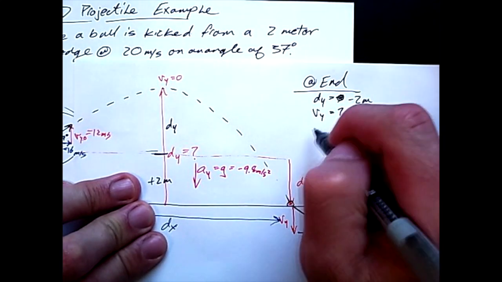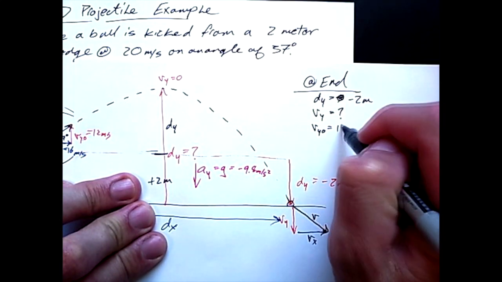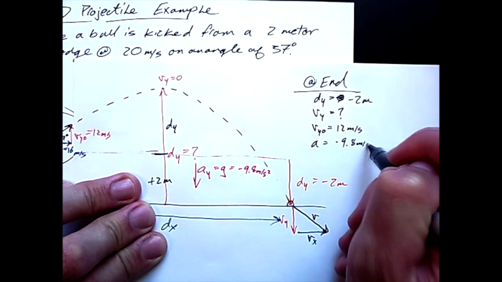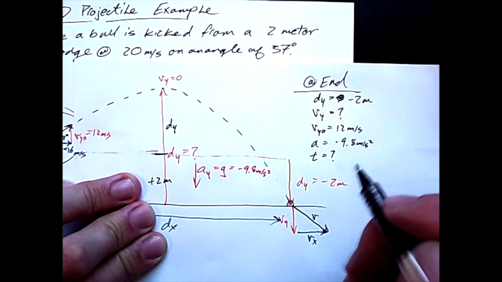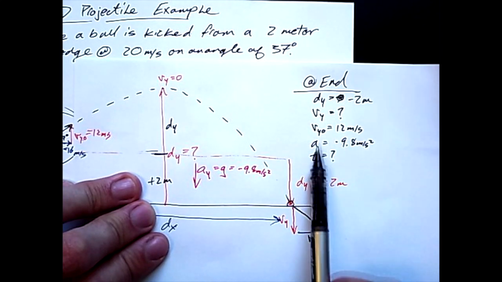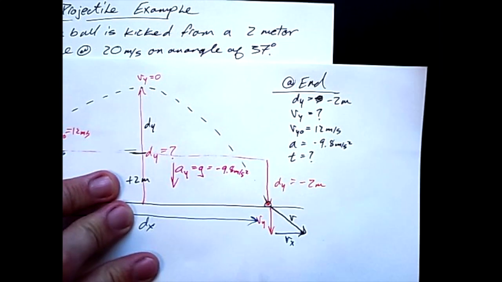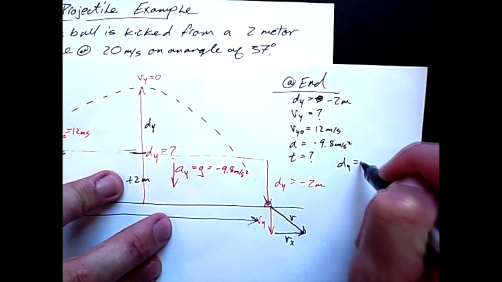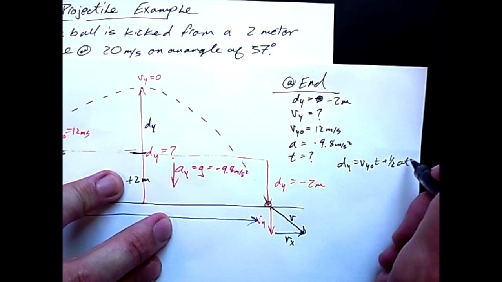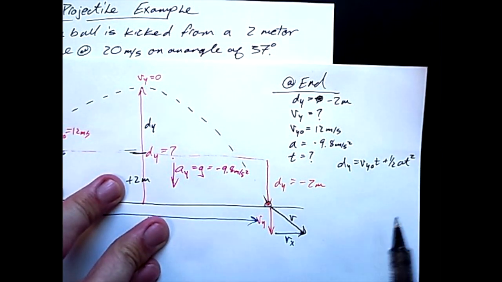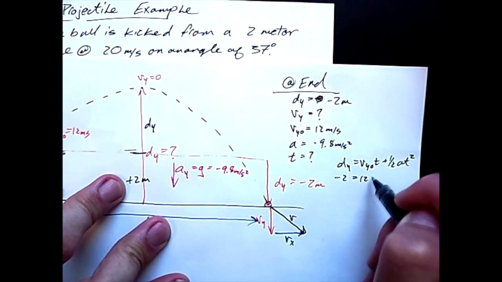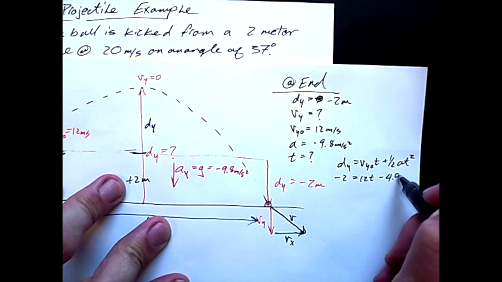So I still know that Vy naught is equal to 12, and I know a is equal to negative 9.8 meters per second squared. So in order to find the time, I can simply ignore the Vy and use an equation that contains Vy naught, a, t, and d. That equation, of course, is dy equals Vy naught t plus 1/2 at squared. Plugging in the numbers, I end up with negative 2 equal to 12t minus 4.9t squared.